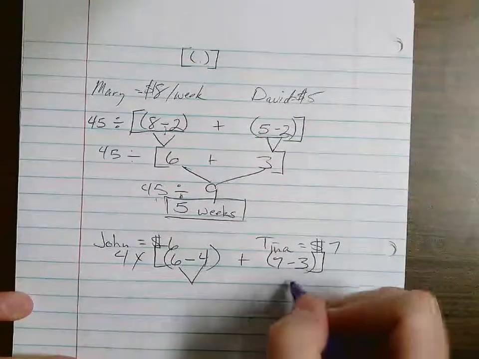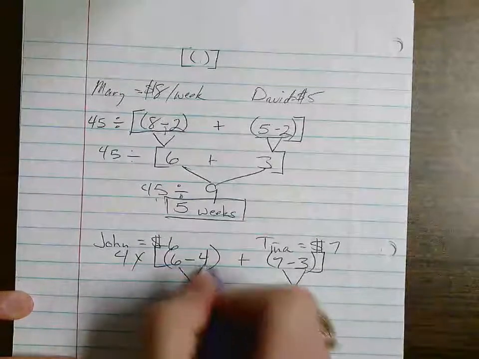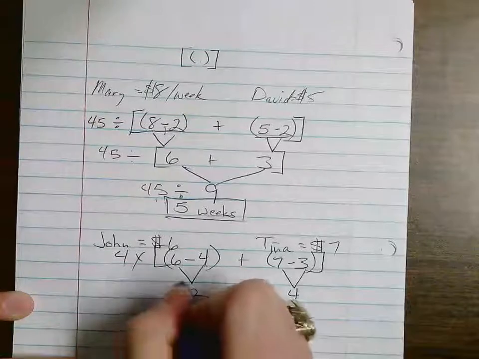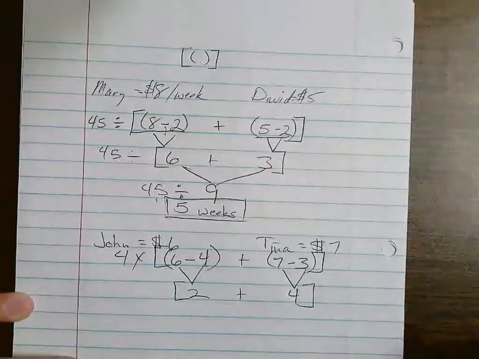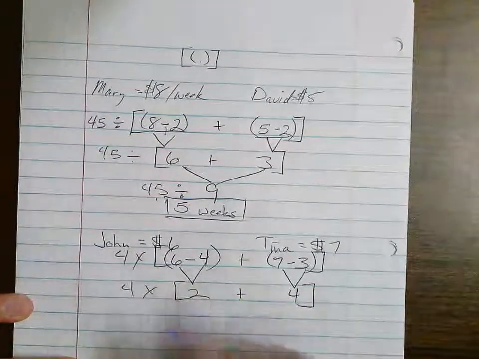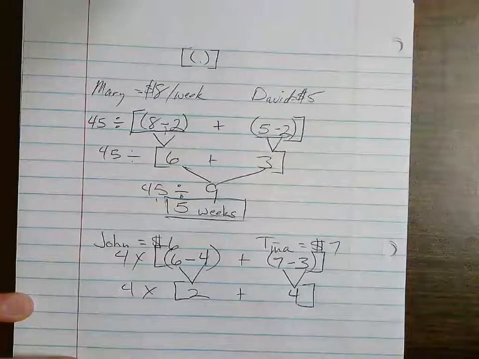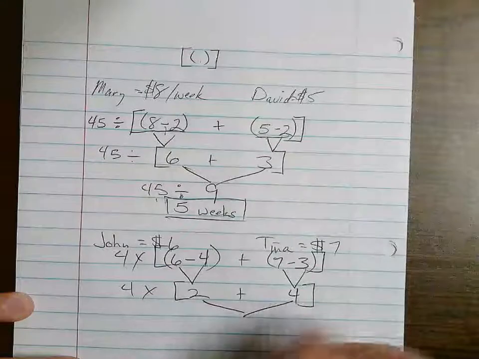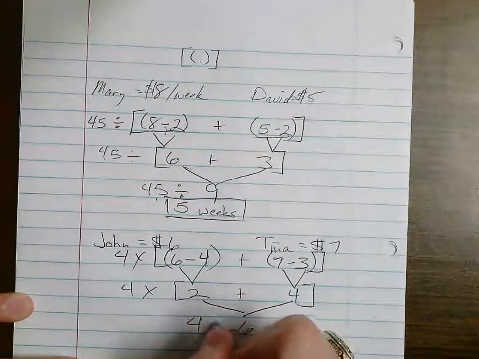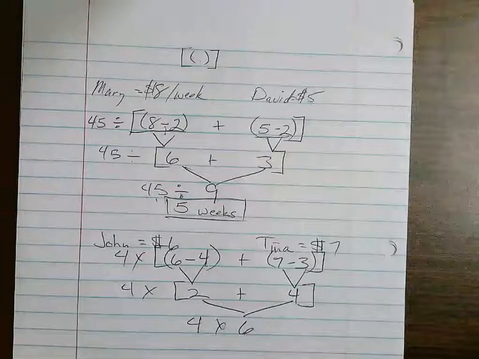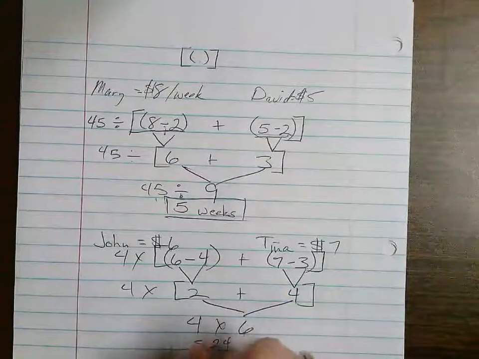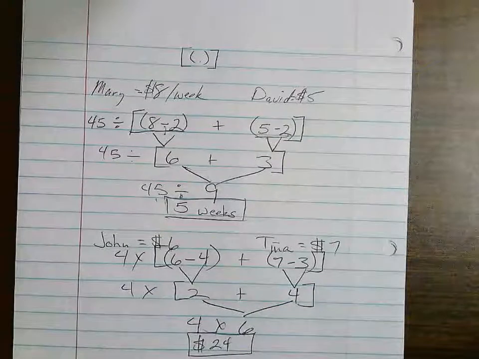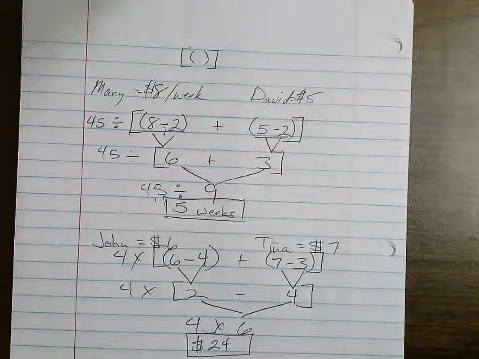We're going to simplify our parentheses first. 6 minus 4 is 2, plus 7 minus 3 is 4. And we draw our brackets back around. So now we have 4 times 2 plus 4. Let's simplify this part. 2 plus 4 is 6, so we now have 4 times 6. 4 times 6 is 24. So that means that they can save $24 in 4 weeks.